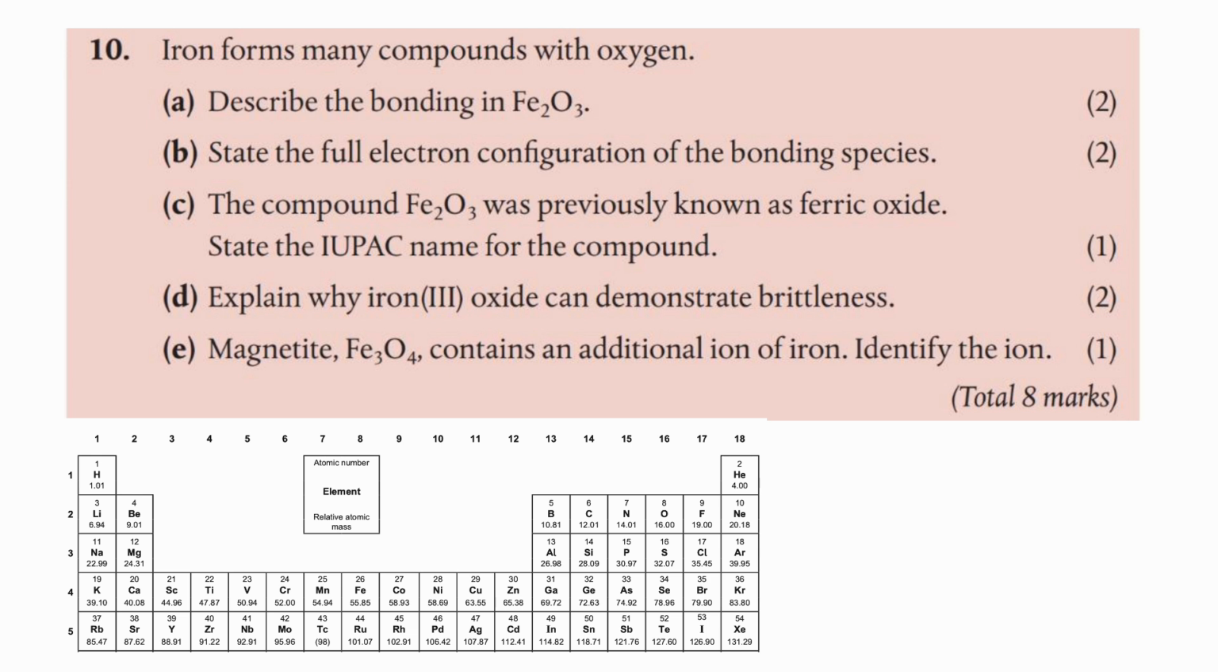Okay, so 10 says iron forms many compounds with water. Describe the bonding in Fe2O3. Now we know Fe2O3 is an ionic compound because you have a metal and a nonmetal, but it doesn't say explain or state the type of bonding. It says describe the bonding. So instead of saying ionic bonding, we would say an electrostatic attraction between your cation and your anion.